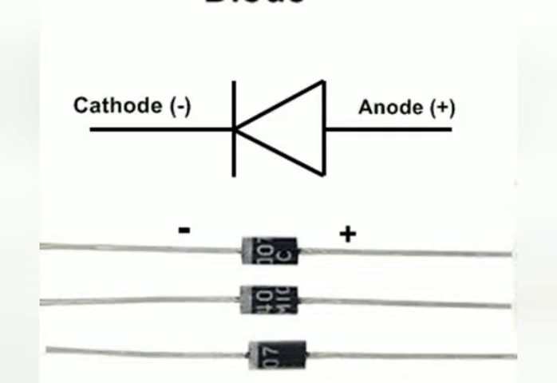If there is only one color, we cannot identify which end is anode and which is cathode. So that will become a great problem in distinguishing between the anode and cathode.